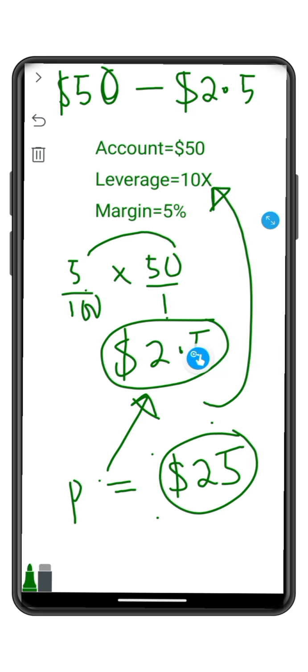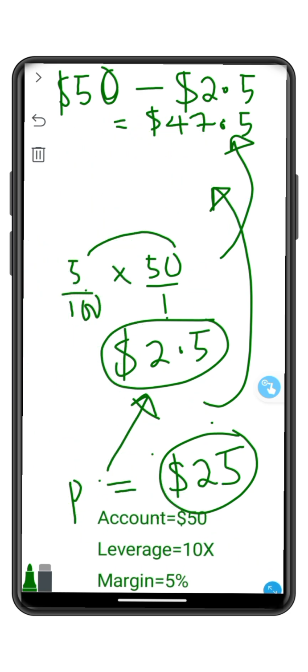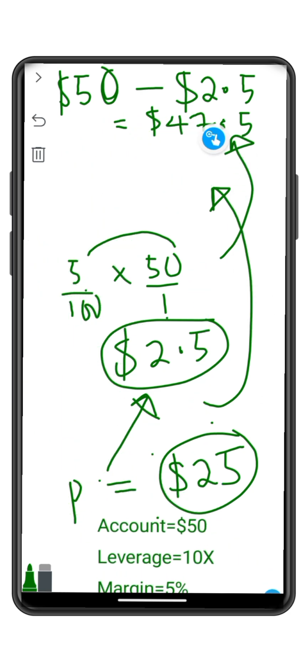So you need to take away this, and that's going to give us about 47.5 USD. So 47.5 USD, this amount right here, represents the balance on your account that is not at risk. So when you are in isolated, the margin is the only thing at risk. I hope this makes sense.